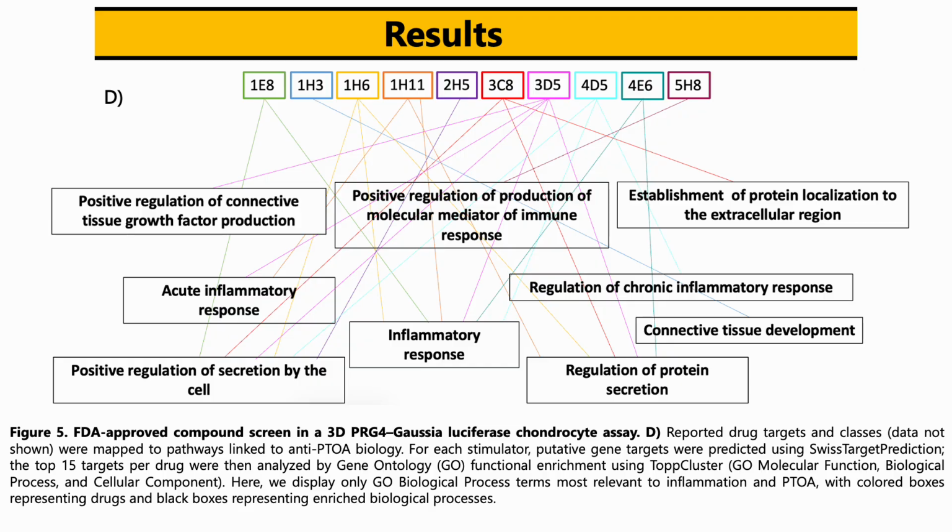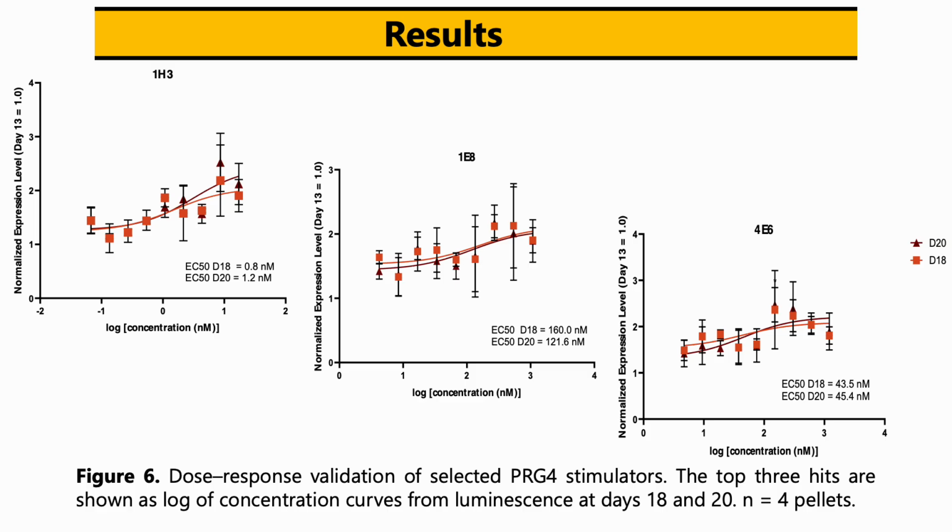Using a predicted target database for the 10 stimulators, we identified key genes and enriched functions linked to anti-PTOA biology, including regulation of inflammation and connective tissue development. The dose response analysis revealed 3 top hits that we'll now be testing in chondrocytes from patients of different ages and sexes, and as well in a PTOA mouse model.